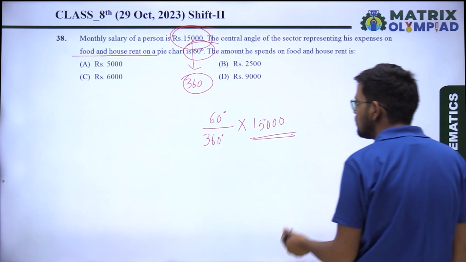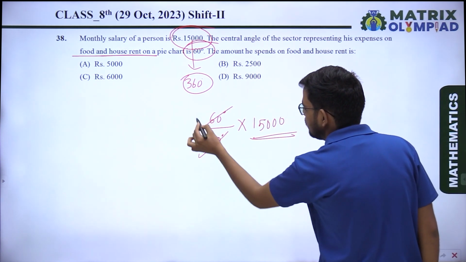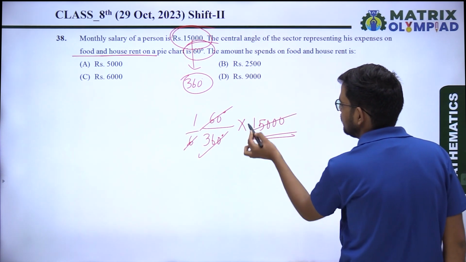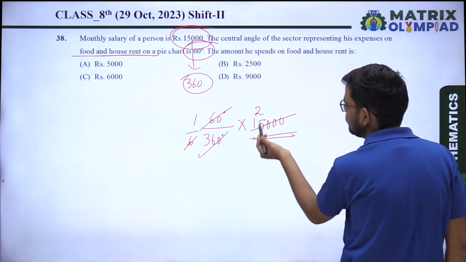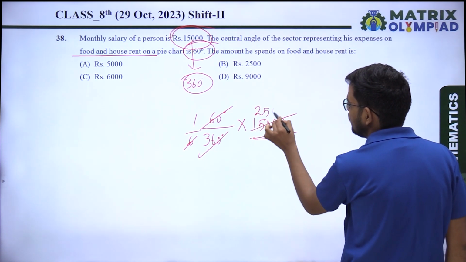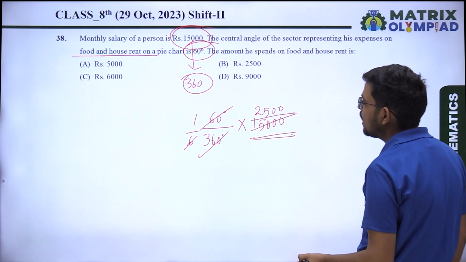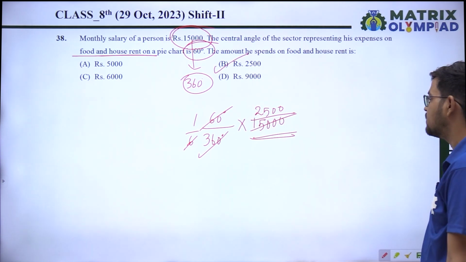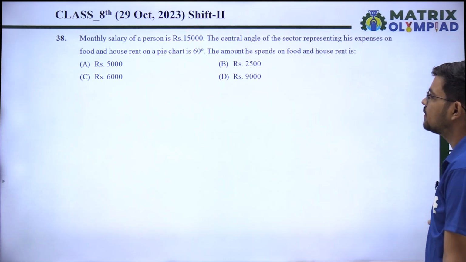So total expense on food and house rent will be, 6 2s are 12, 6 5s are 30, 2,500 rupees. Option B is the correct answer.